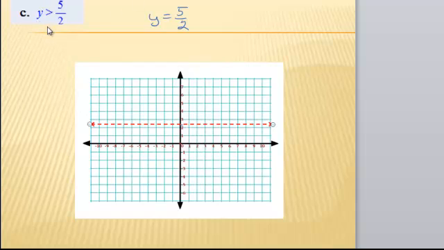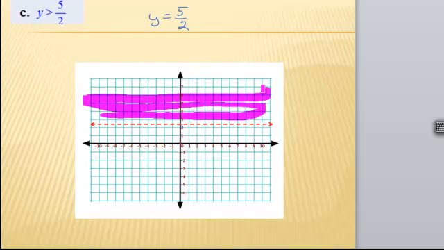So this says y is greater than 5 halves. That means we need to shade on the top side of the line. So in this case, it would be here. This would be your solution set, everything above that line.